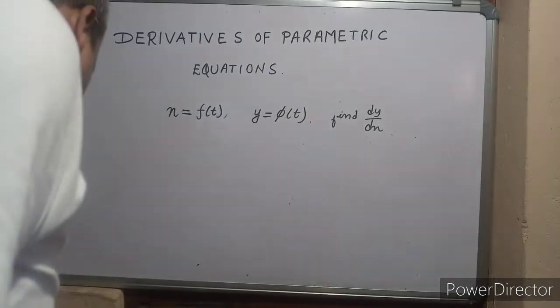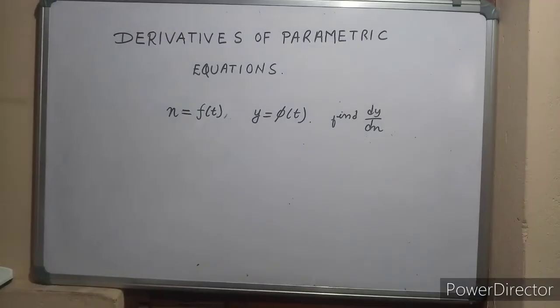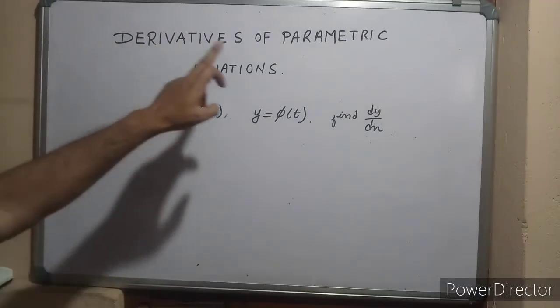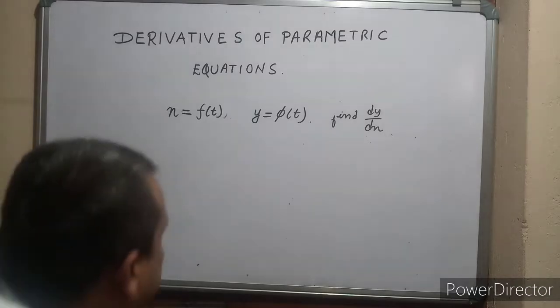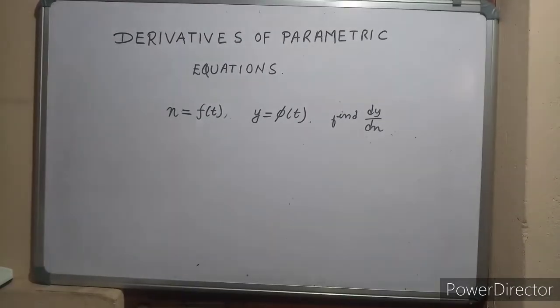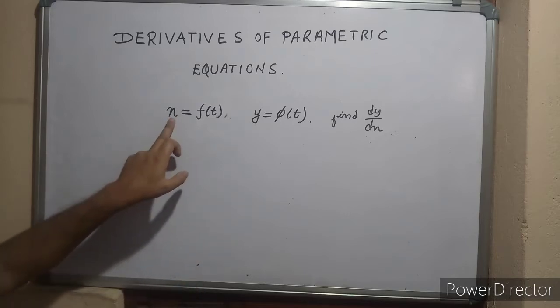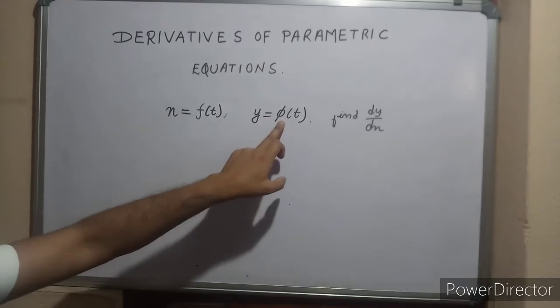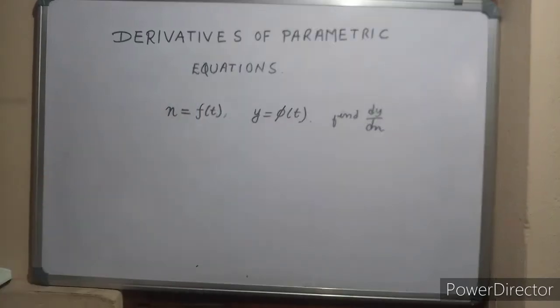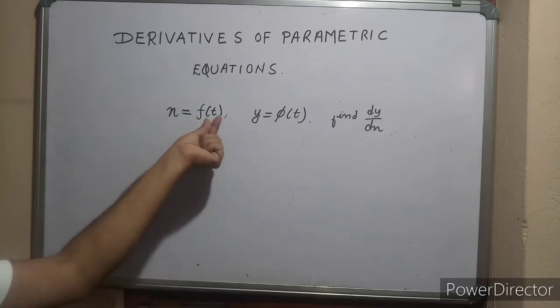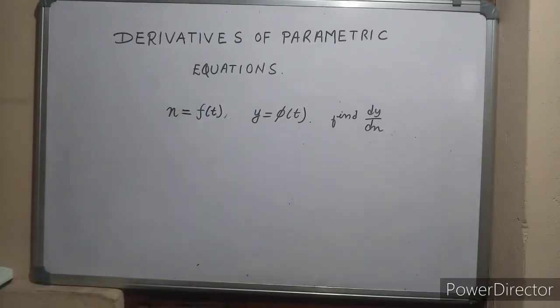Now, dear student of class 12, today I'm going to start the derivative of parametric equations. What kind of functions are called parametric functions or parametric equations? Suppose the example is x equals f(t) and y equals phi(t). That means x is a variable, y is also a variable. In this case, t is a parameter.